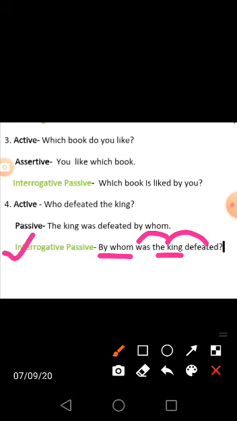Only remember, in case of WH questions like this, where WH words like which, who are used, instead of 3 steps, show me just 2 steps. Okay, but in case of other WH word questions, you have to show 3 steps.